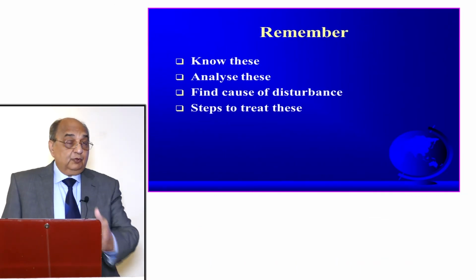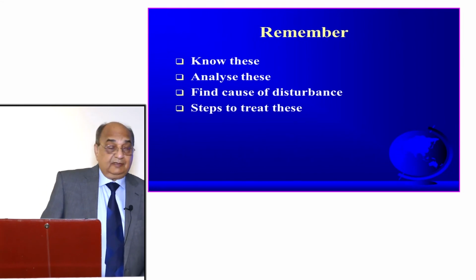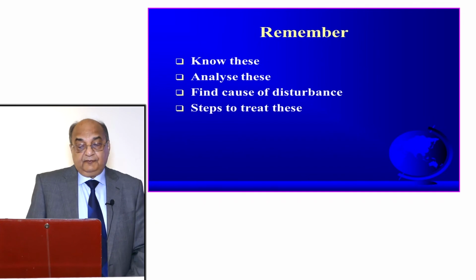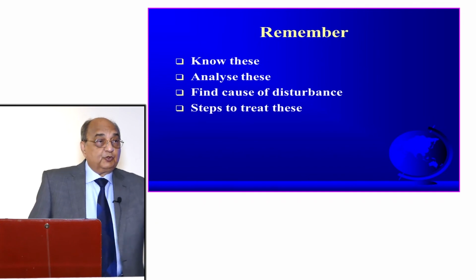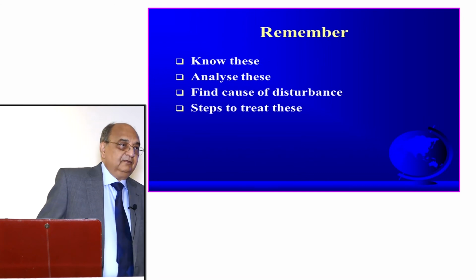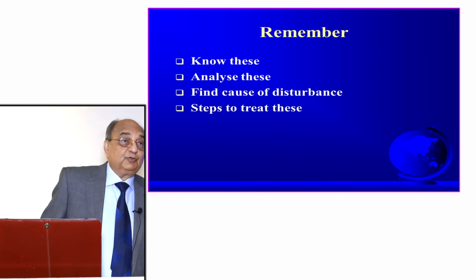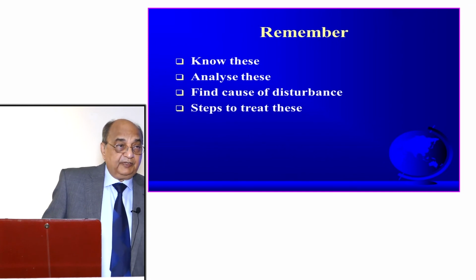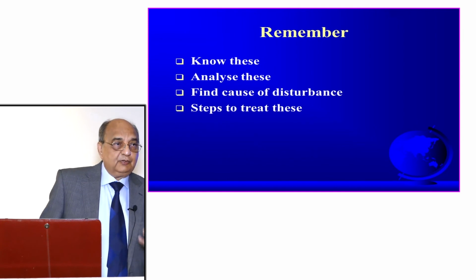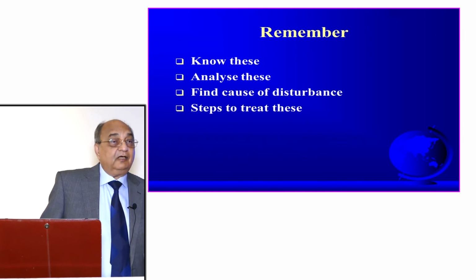Now those are the points to look at, but you should know those points, analyze those points, find out the cause of disturbance of those points, then you should know the steps to treat those causes. It's not just enumerating those things. You go into depth of it, you look at all those parameters. If there is an abnormality, analyze it, then find out what is the causative factor, then you should know how to treat it. Then you are able to wean the patient off the ventilator.